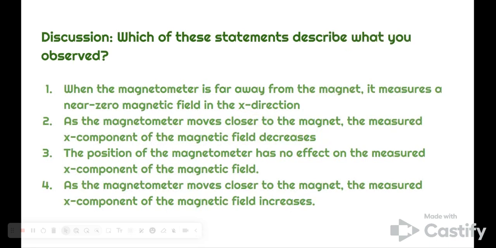So what we observed is just the distance dependence of the magnetic field related to how far away from the magnet we were. We found that when the magnetometer is very far away from the magnet, it measures a smaller magnetic field, and predictably, as we get closer to the magnet, the X component of the magnetic field increases. So these two are correct. You can see that the other two just don't make sense based on the data that we have.